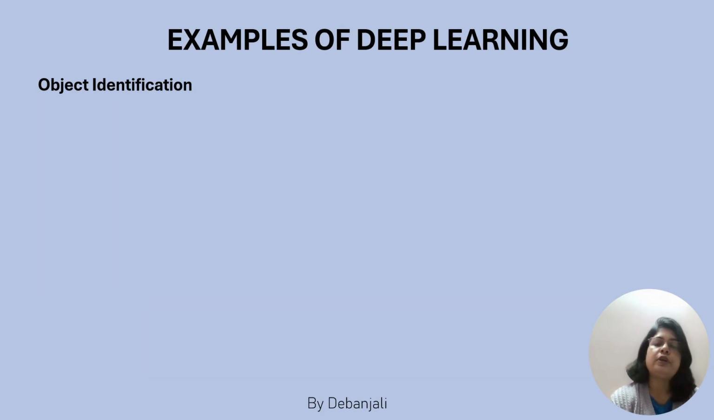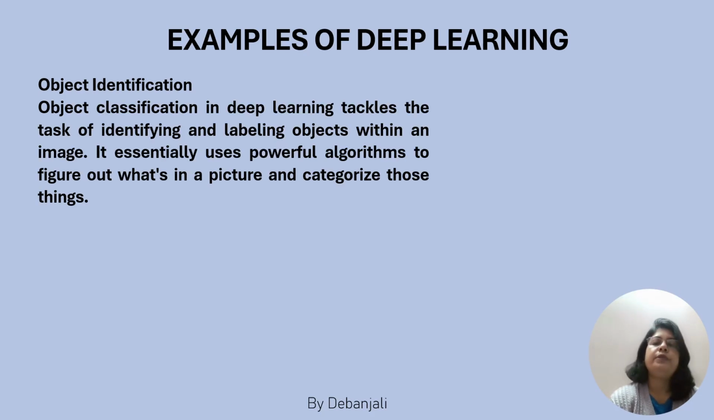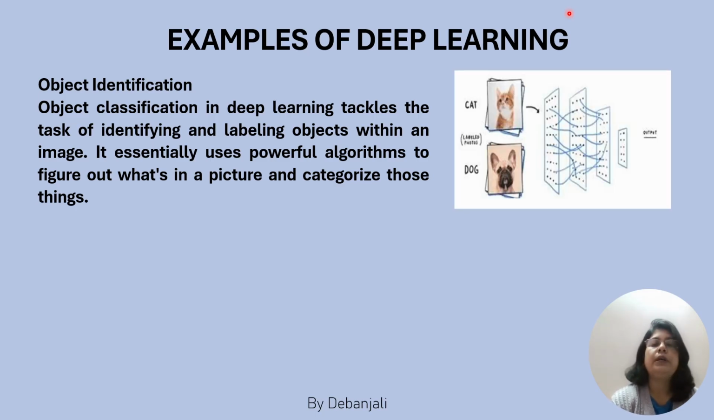Some of the examples of deep learning are object identification. Once again, object identification in deep learning means we are using a neural network to help a computer recognize and name objects in images or videos. Deep learning models learn from thousands of images to identify objects accurately. Next is digit recognition.